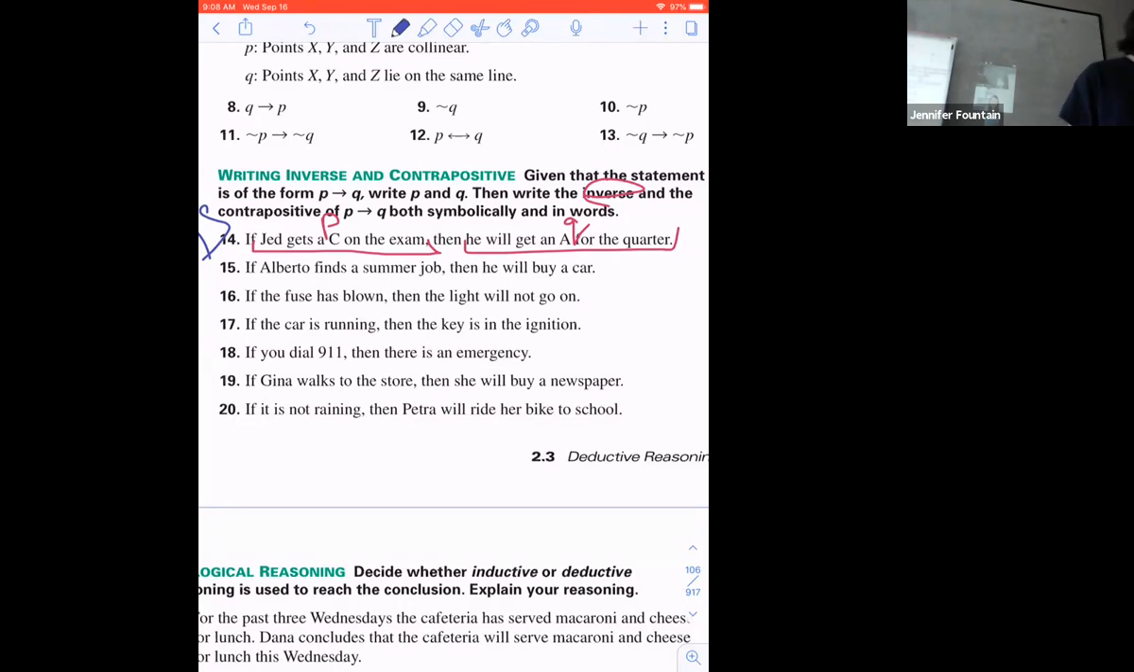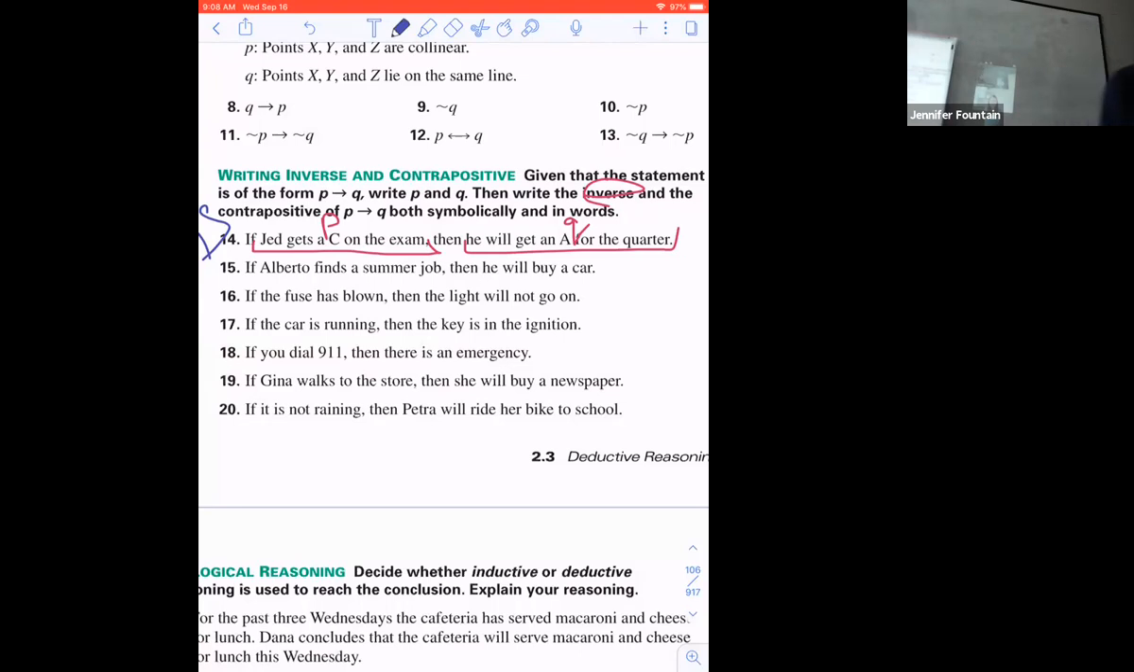To do contrapositive, I have to negate it when it's backwards. And so it will be if the light will go on, then the fuse has not blown. Okay, so that would be the negation of Q, then the negation of P, because it had not in my conditional statement, when I take the negation, that not goes away.